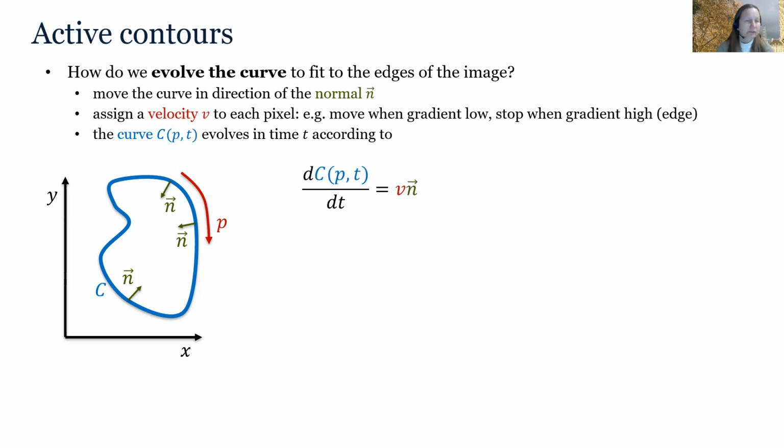Now finally we need to evolve this curve. Evolving the curve means changing it in time, and we will do that according to the differential equation. The derivative of this curve with respect to time will be defined as velocity times the normal. Velocity is defined for each pixel, and the normal is defined for each point of the curve. That tells us which direction we should go and how fast we should go.